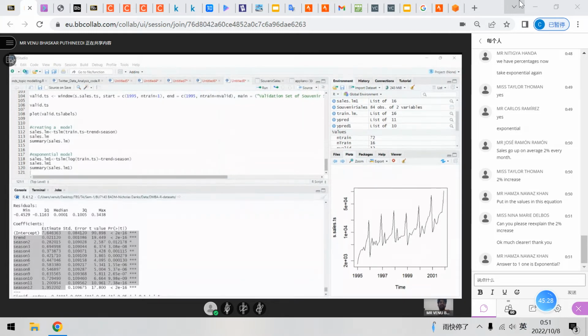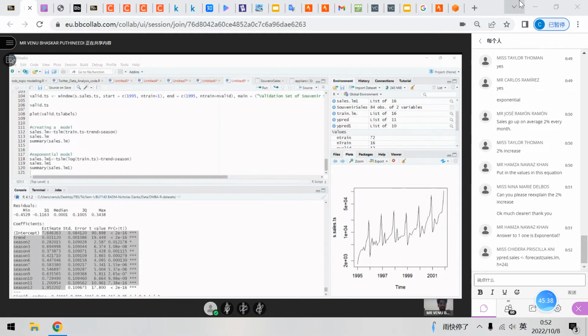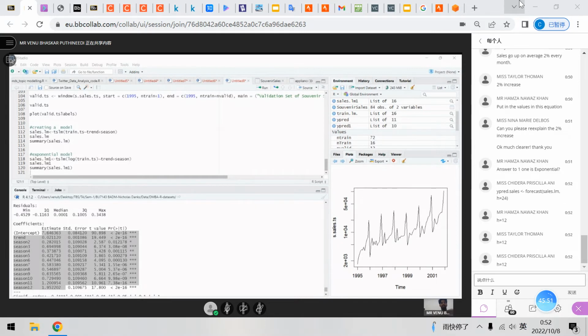And if we have to predict for next year data, how do we predict? How do we get the information? How do we make the predictions for next 1 year? Next 1 year, you are right, but we have to get only for next 1 year. How do we get for next 1 year? That is h equal to 12, right?